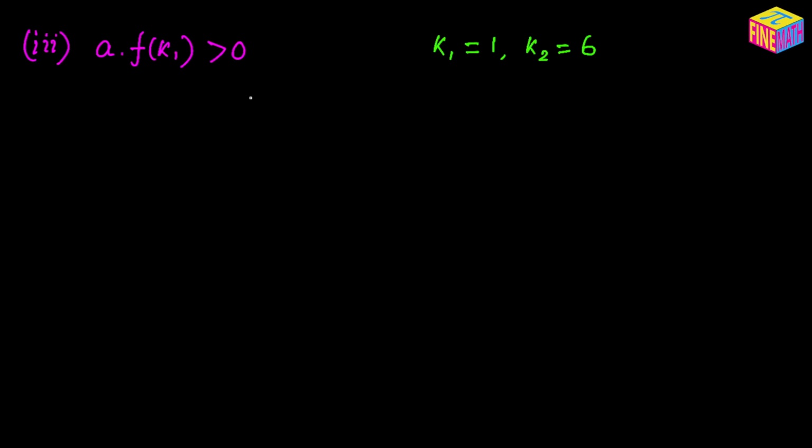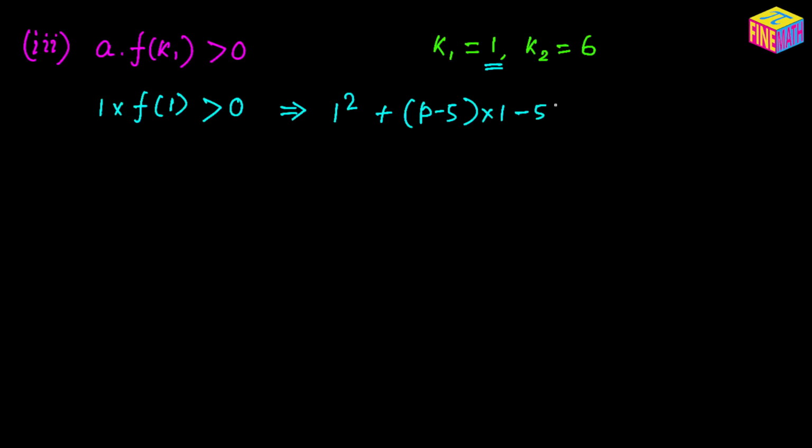So let's try to solve this inequality here. What is a? For our example quadratic equation, the leading coefficient is 1. So we can say 1 times, what is f of k sub 1? Well, it is actually f of 1, because k sub 1 is actually 1 right here. So we can say this has to be positive. Now from here, what is f of 1? Well, f of 1 would be, I am replacing x by 1. So that would be 1 squared + (p − 5) times 1 − 5p, and all of this has to be greater than 0.